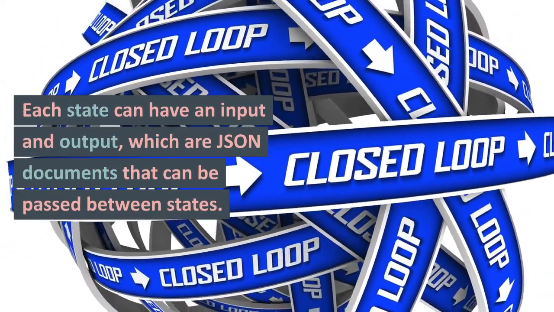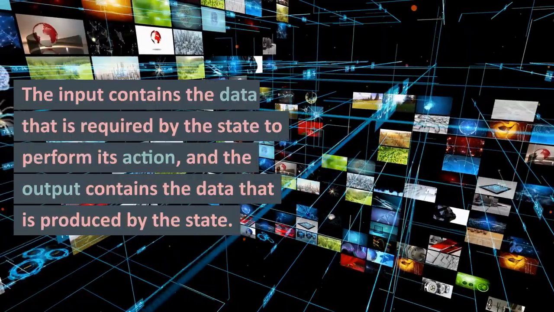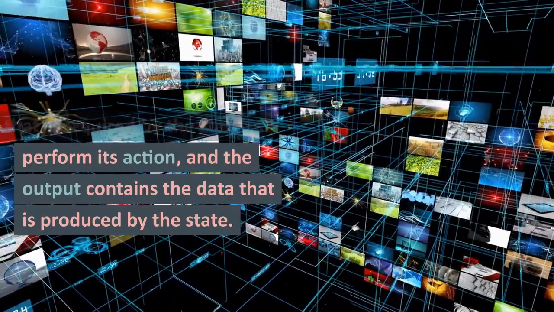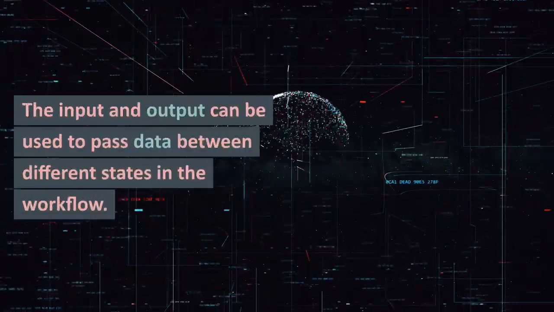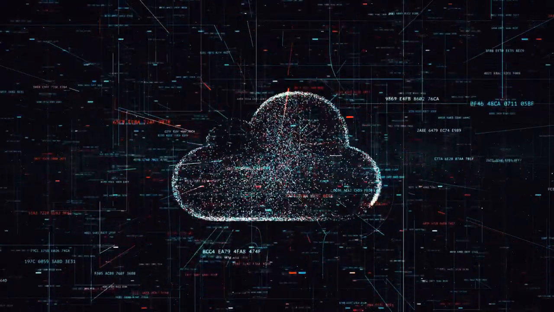Input and output. Each state can have an input and output, which are JSON documents that can be passed between states. The input contains the data that is required by the state to perform its action, and the output contains the data that is produced by the state. The input and output can be used to pass data between different states in the workflow.